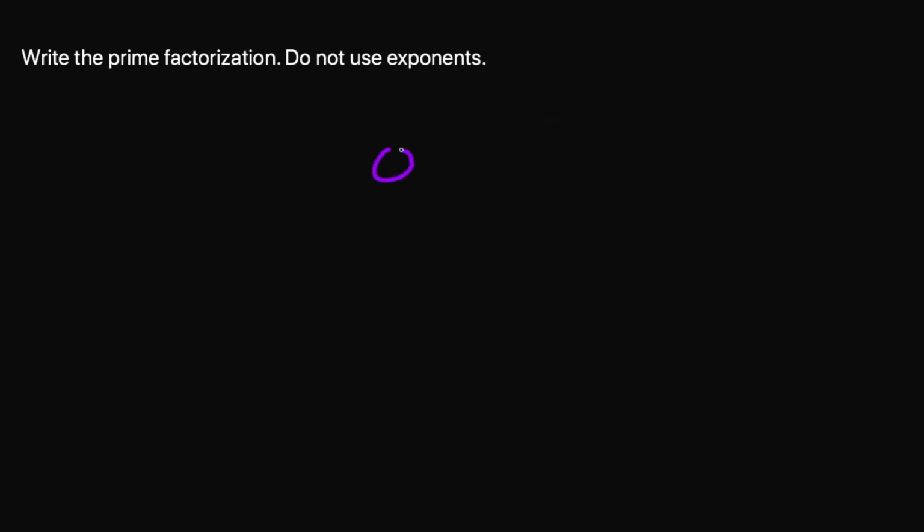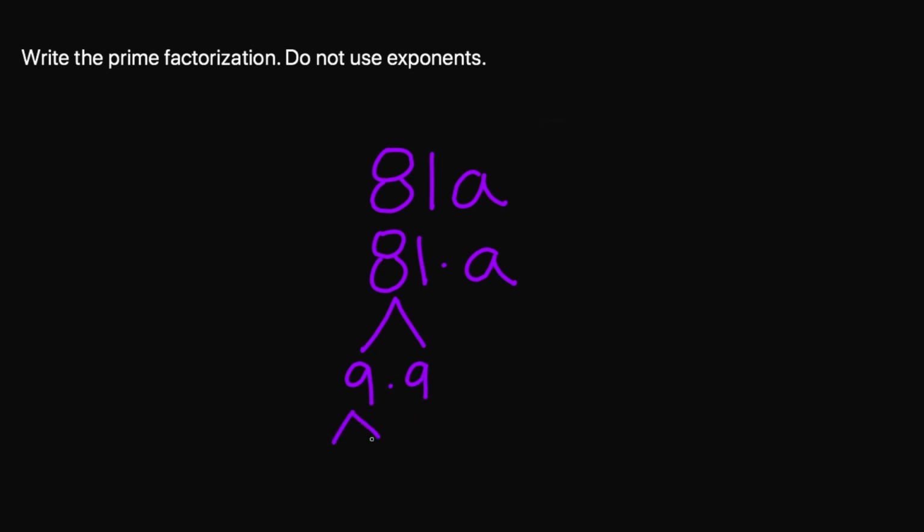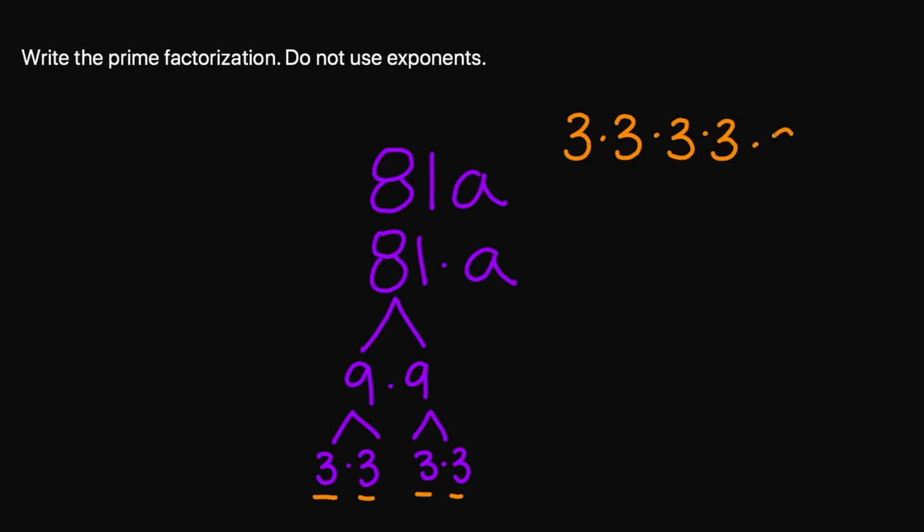Okay, so let's try 81a. I can separate into 81 times a. I'm going to factor my 81 into 9 times 9. And my 9s can be factored into 3 times 3. Okay, I am now left with prime numbers. So my prime factorization is going to be 3 times 3 times 3 times 3 times a. And this is your final answer. Remember, we are not using exponents.